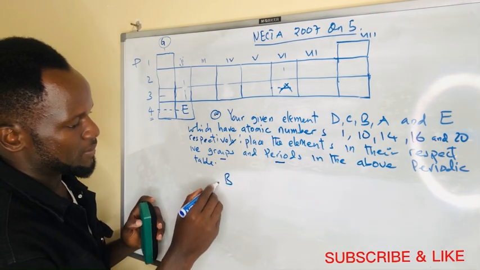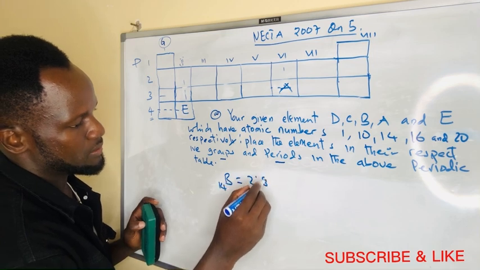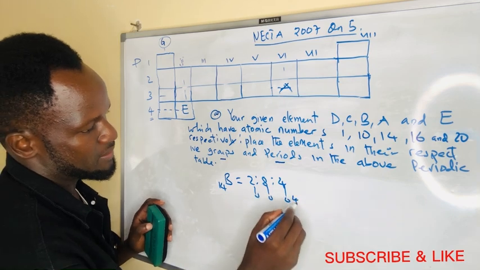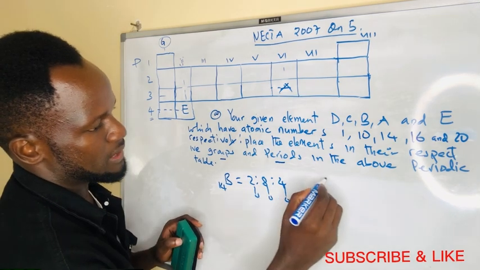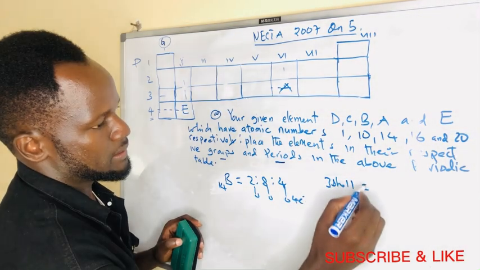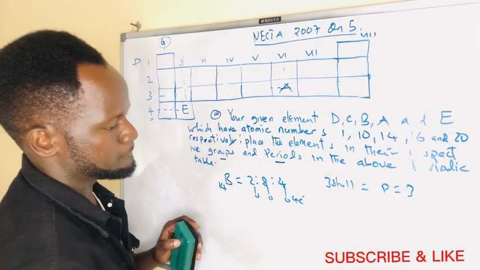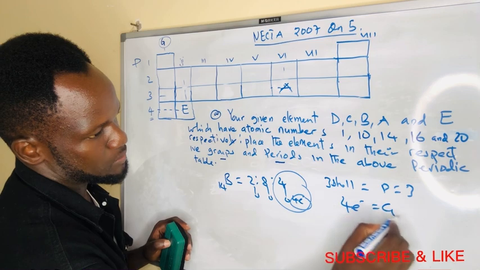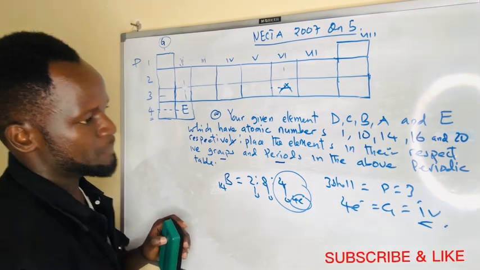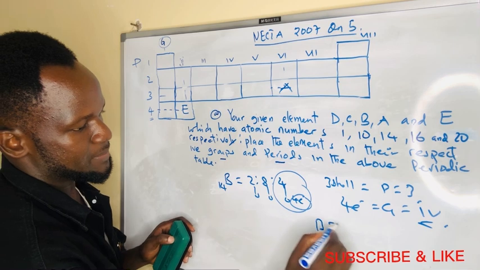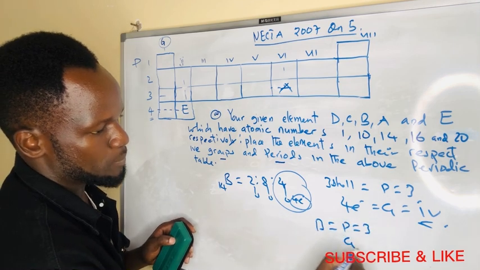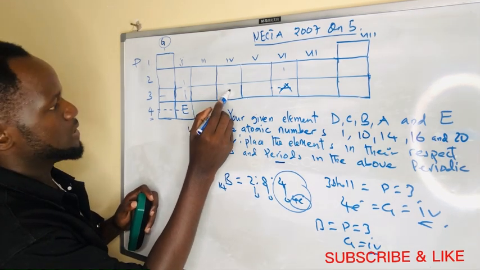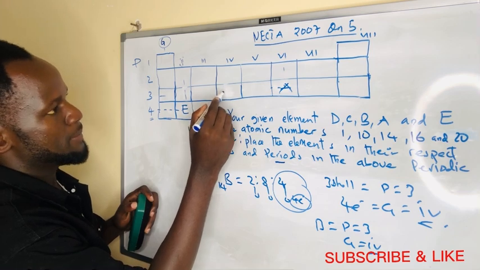Then let's come to B. B has the atomic number of 14, which means 2, 8, 4: first shell, second shell, and the last shell, which carries 4 electrons. So we have 3 shells, which means period 3. The outermost shell contains 4 electrons, which represents group number 4. So letter B belongs to period number 3 and group number 4. Group 4 is here and period 3 is here, so we are supposed to put B.